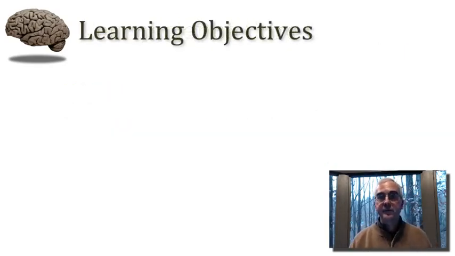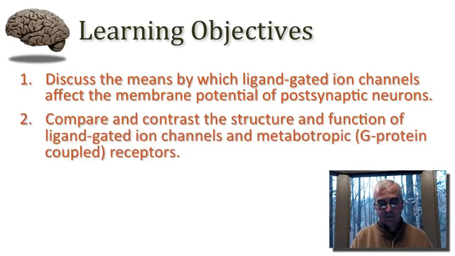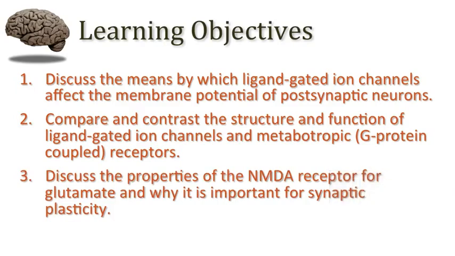So we have some learning objectives today. I want you to be able to discuss the means by which ligand-gated ion channels affect the membrane potential of postsynaptic neurons. I want you to be able to compare and contrast the structure and function of the ligand-gated ion channels and the metabotropic receptors, also known as the G protein coupled receptors.